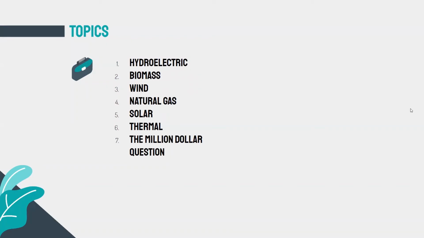So the topics that we're going to speak about now that we've gotten the principles out of the way, as well as what equipment and how we use it out of the way, we'll go on and talk about hydroelectric, biomass, wind, natural gas, solar, thermal, as well as the $1 million question. We'll also be talking about sometimes within these power generation methods, the drawbacks on the environment, as well as the effects, and where we will go in the future, or if this is something sustainable for our future.